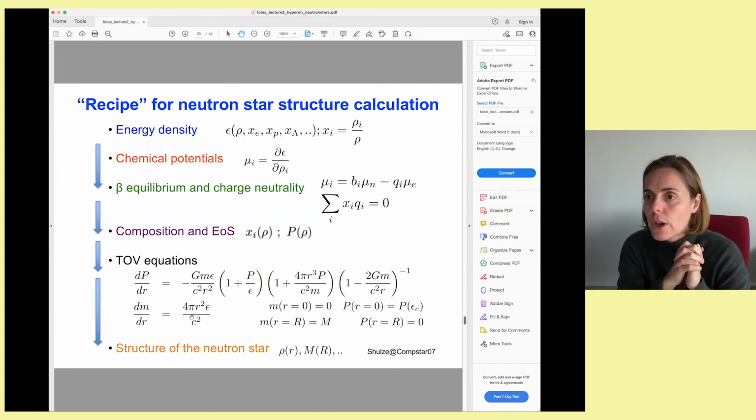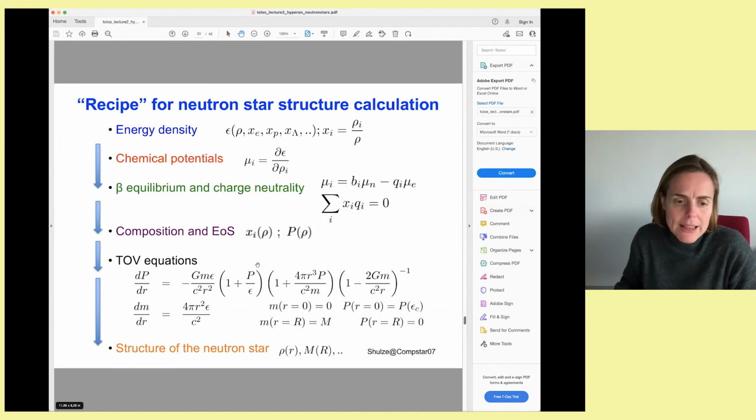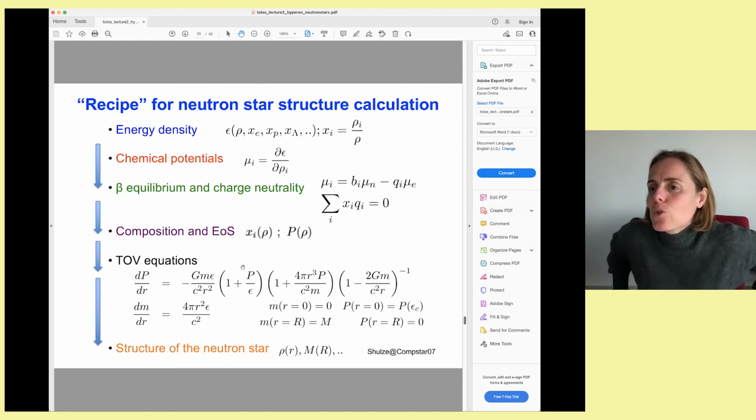So I decide when pressure is equal to zero, but then my model enters here, and this will determine when I stop. Was this your question?